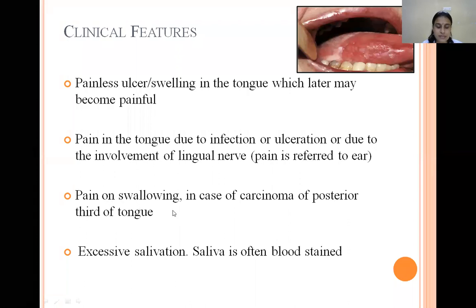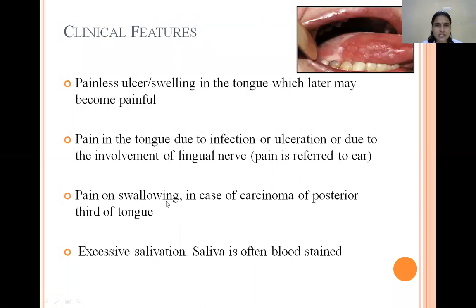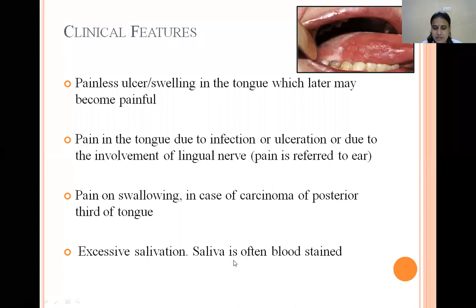There is also difficulty in swallowing, or painful swallowing. When the posterior one-third of the tongue is involved, we have dysphagia. There is excessive salivation, and this saliva is often blood-stained because of the ulcer.